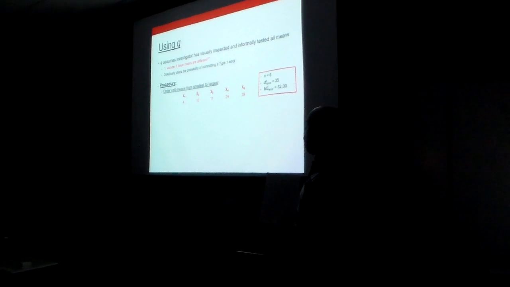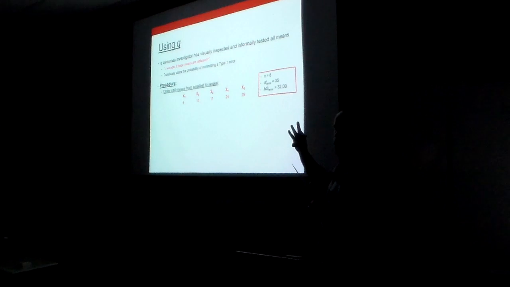For the classic Tukey procedure, what we do is order our cell means from largest to smallest, or smallest to largest. So 4, 10, 11, 24, 29. In this case, we have five groups, 8 people in each group. Degrees of freedom error is 35. Our mean squared error is 32. This is pulled from our ANOVA.